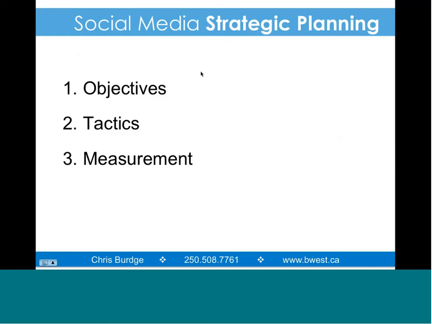The main three sections of social media strategy are the objectives. You definitely want to know what it is that you want to achieve. You want to have goals, and you want to be able to measure those goals. Then we get into the tactics, what we're actually doing to achieve those goals. And then the measurement, what we're doing to measure whether we're achieving those goals or not.